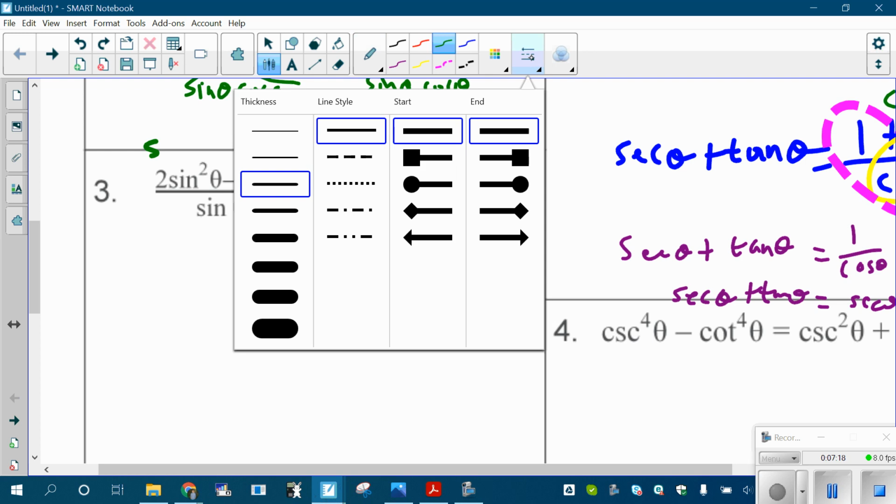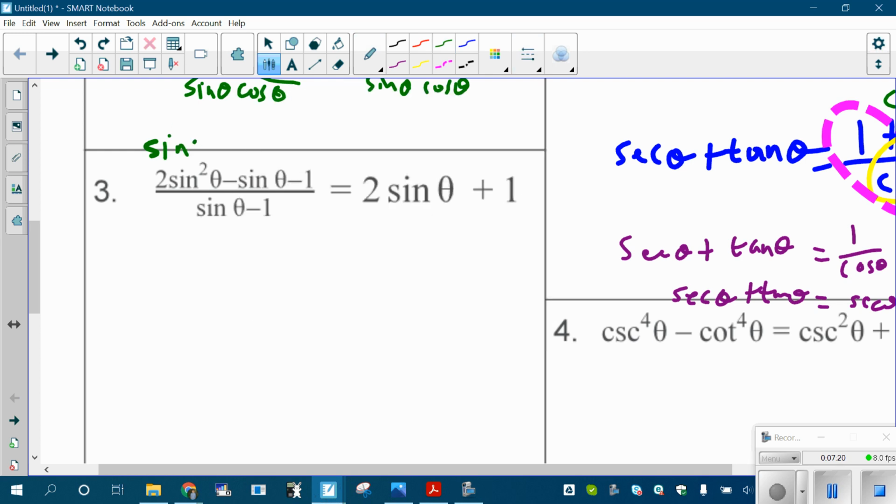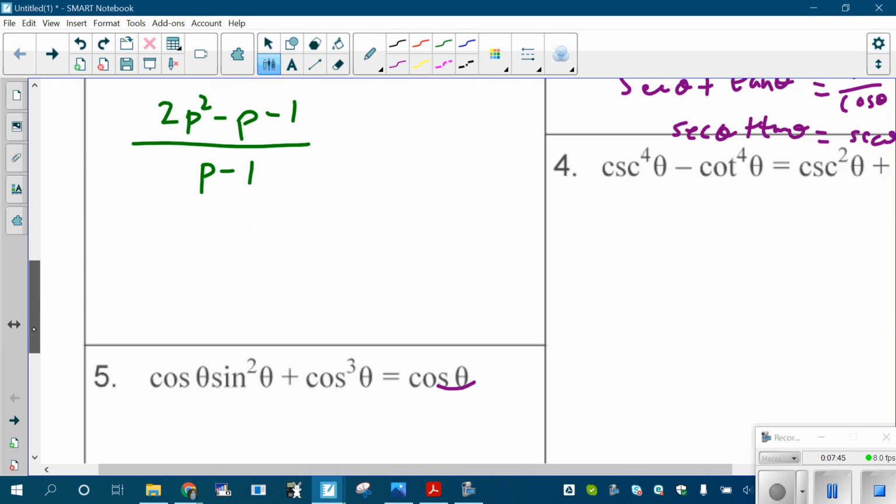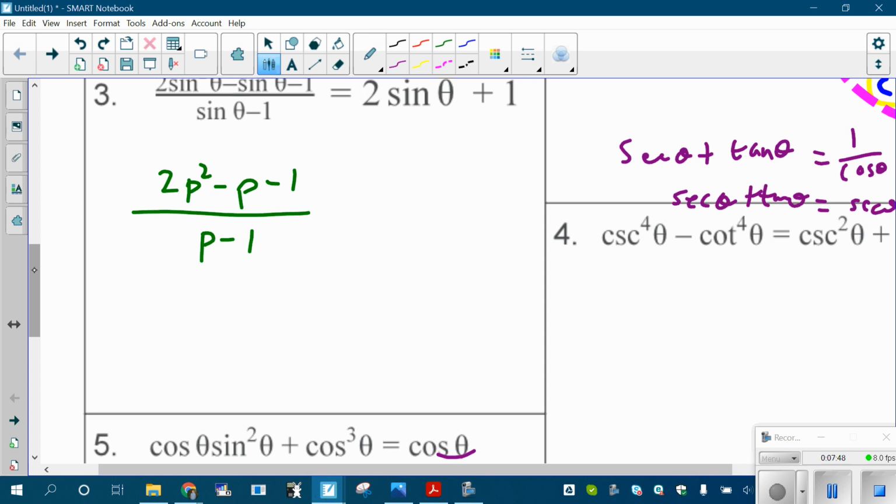P. Like if you just want to pick a random variable, let's talk about how this factors. 2p squared minus p minus 1 over p minus 1. Okay? I don't want to write this out in the proof like this, but I want to show you the concept here. How do you simplify that? Go back to your Algebra 2 class. You know how to simplify that. Factor the top, factor, and see stuff that cancels out.